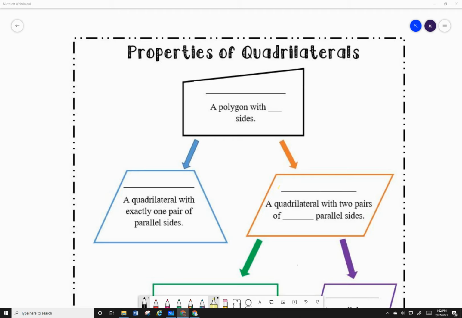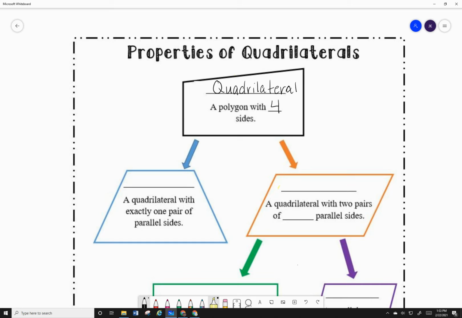So let's start with the first quadrilateral at the top of our flowchart. And this is any polygon with four sides. If it has four sides, we can call that a quadrilateral. So any four-sided figure is also known as a quadrilateral.